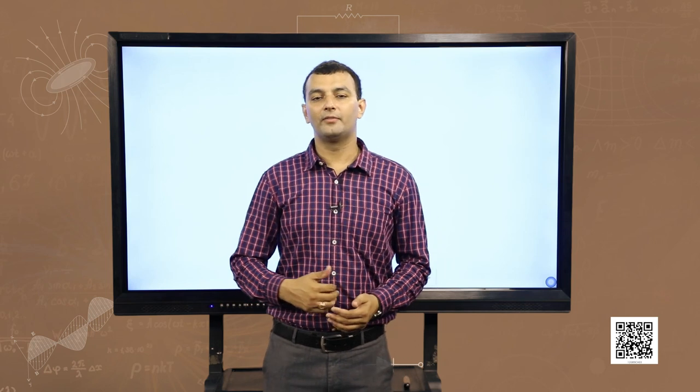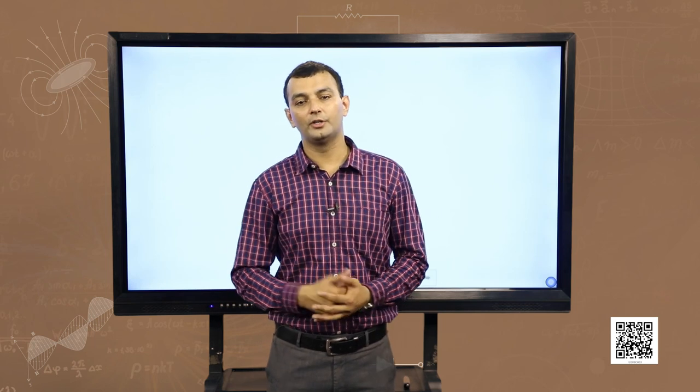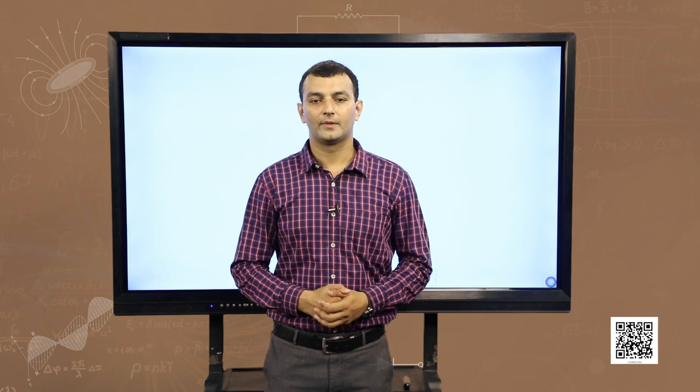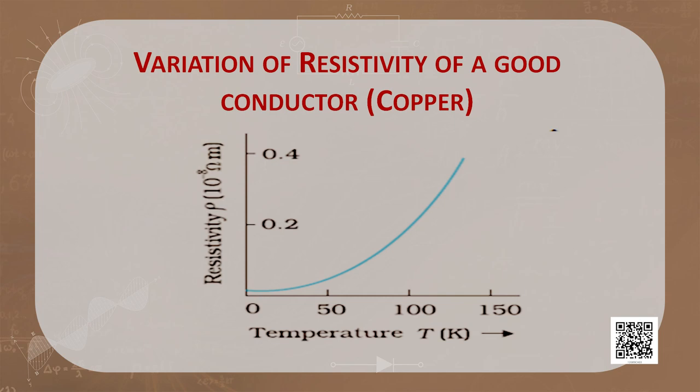Now we shall discuss the variation of resistivity of a good conductor. Example is copper. Here you can see a curve being plotted between resistivity and temperature. The temperature is taken in Kelvin and note down the unit of resistivity, it is ohm meter.